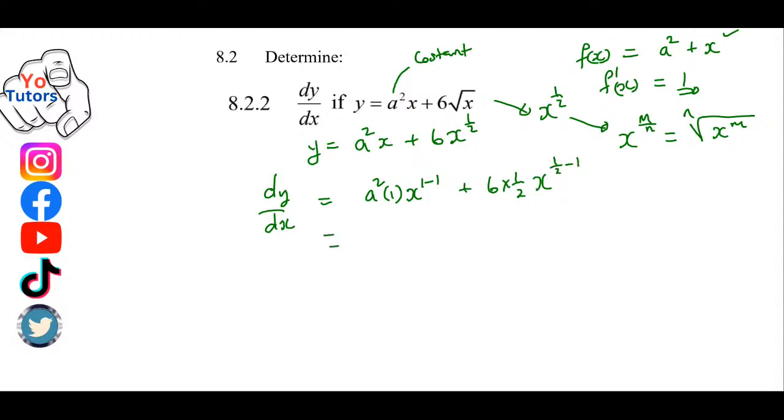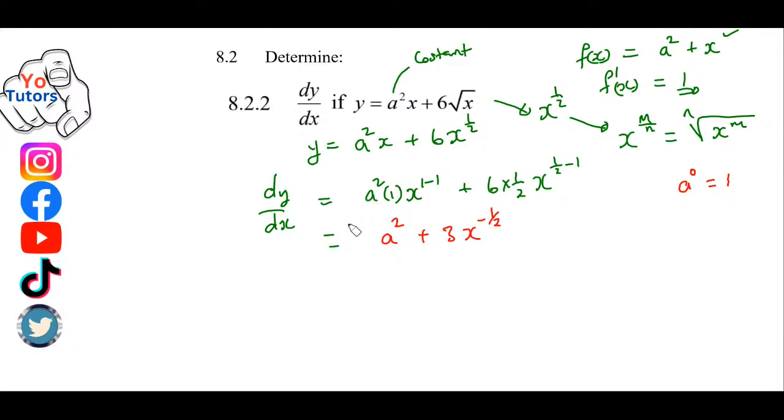So what we'll end up having now is that it's going to be a squared, because 1 minus 1 is going to give us 0. Any number to the power 0, we know that a to the power 0 is going to give us just 1. Now here it's going to be plus 6 times 1 over 2 is going to give us 3. So 3x to the power, a half minus a 1, you're going to get negative 1 over 2. So in this case here, we can now have our answer. You can even leave our answer like that. There is no problem like that, okay? Because everything we need is there.